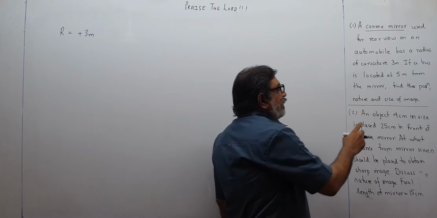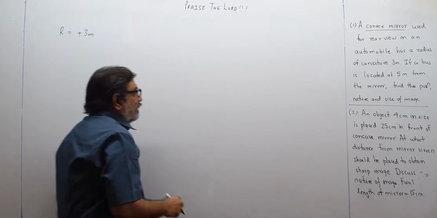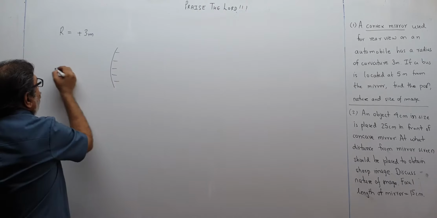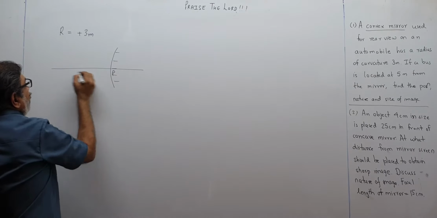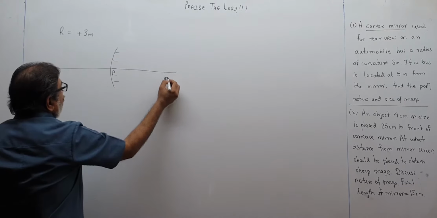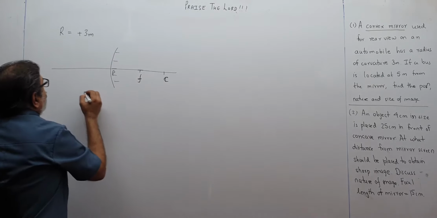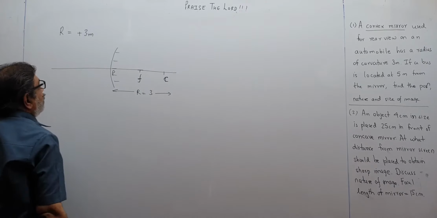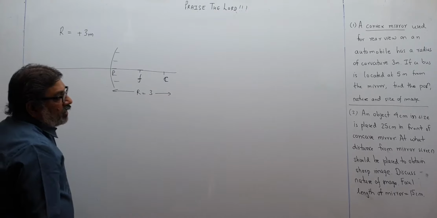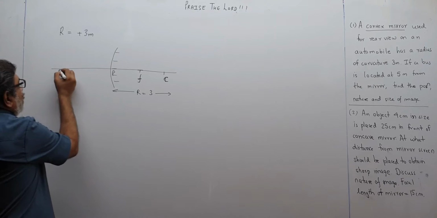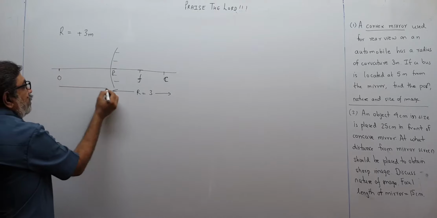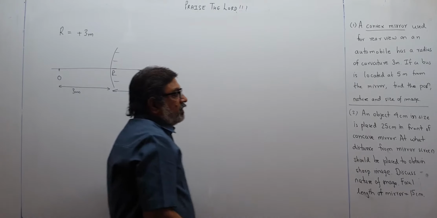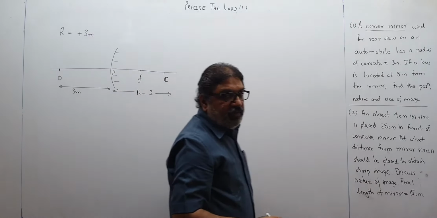If a bus is located at 5 meter from the mirror, naturally the bus will be in the front of mirror like this. That is a convex mirror. We think like this. This is the pole. R will be here. Center of curvature, and focus will be here. So this radius R is given to me as 3 meter. And the bus is located at 5 meter, so here is the bus, means our object. So we have to find the position, nature and size of image.